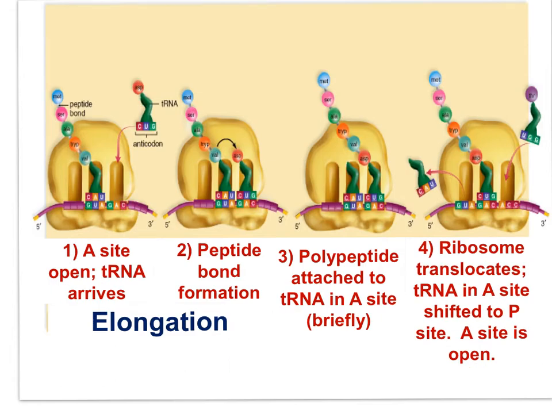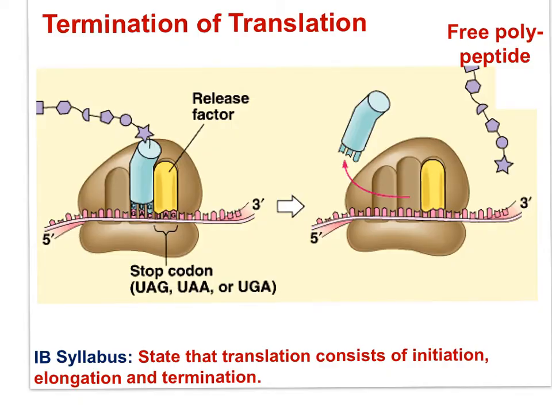Here is another image showing elongation. A site is open, a tRNA arrives, peptide bond is formed between amino acids, the polypeptide attached briefly to the tRNA in the A site. As the ribosome translocates, the tRNA in the A site shifts to the P site, the A site's now open, and an empty tRNA molecule exits the E site.